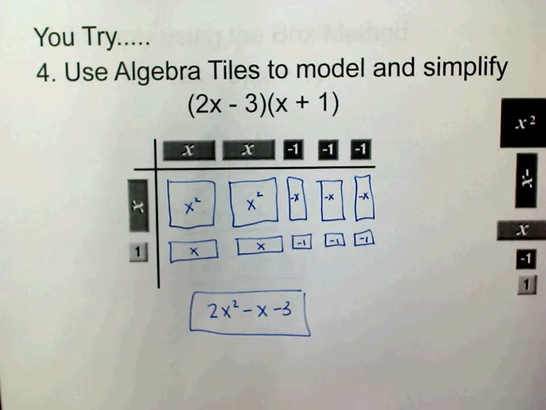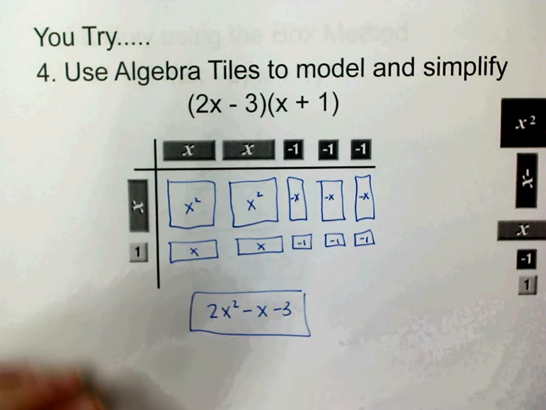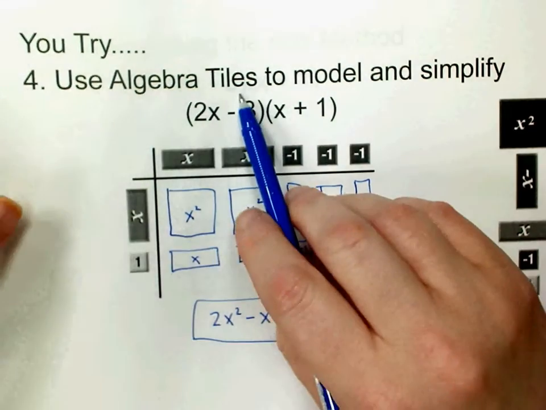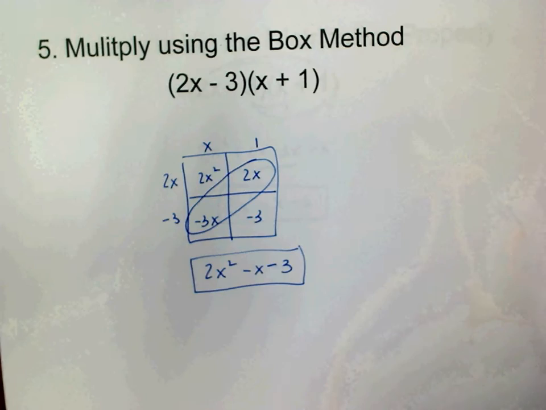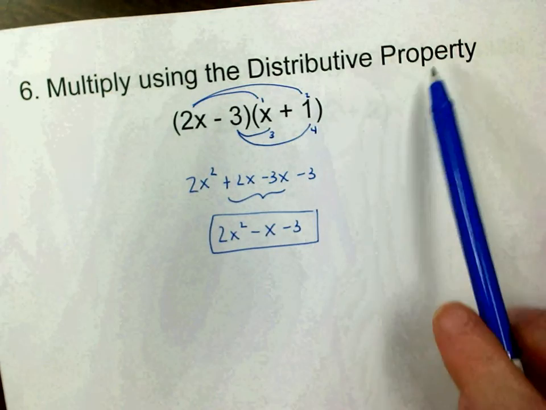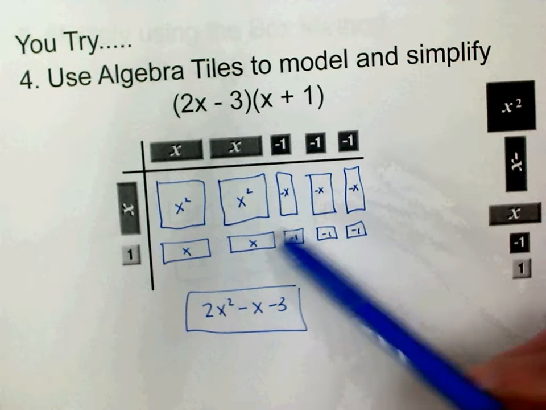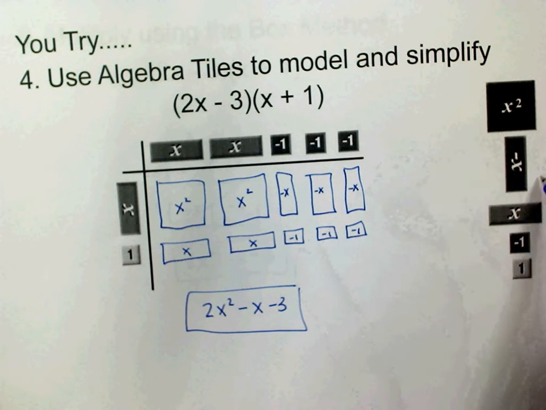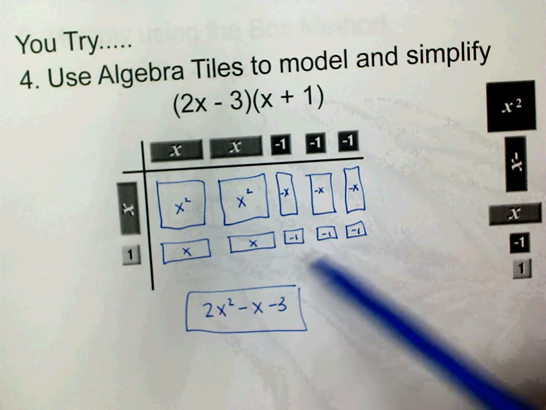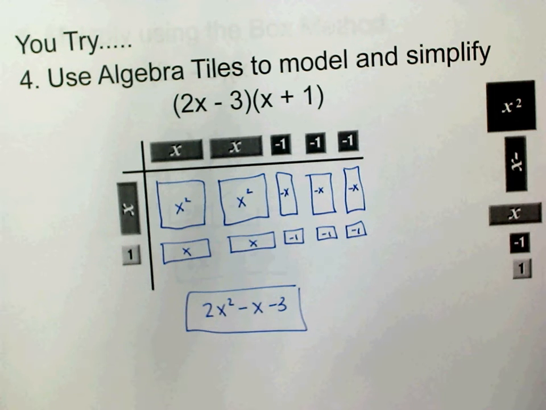Okay, on Friday we looked at 3 different ways to multiply polynomials. We used algebra tiles as one way, the box method as our second way, and the distributive property as a third way. Only one person in all of my classes preferred the algebra tiles as a way to model, simply because it is so time consuming and you have to draw out the tiles as showing your work.